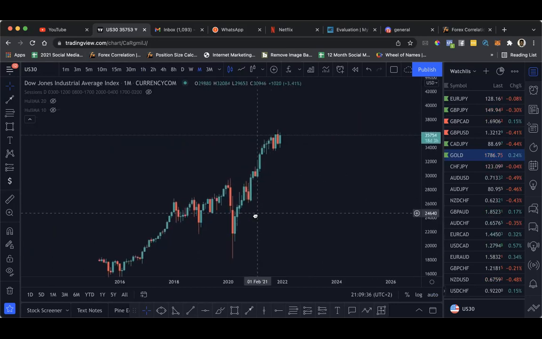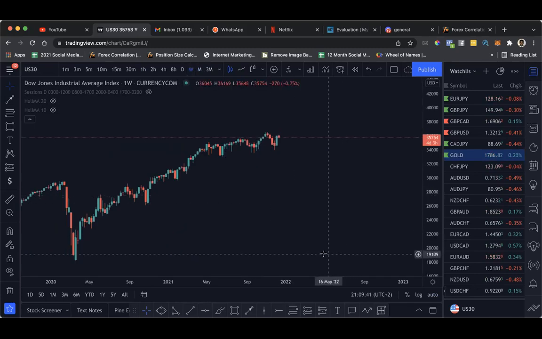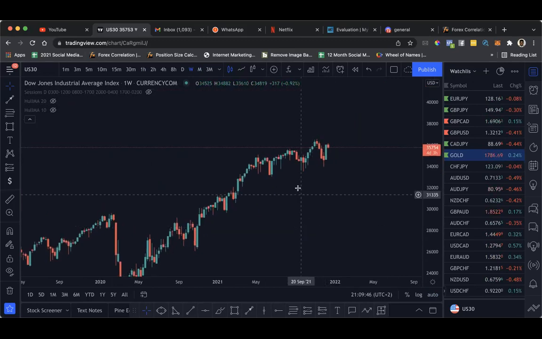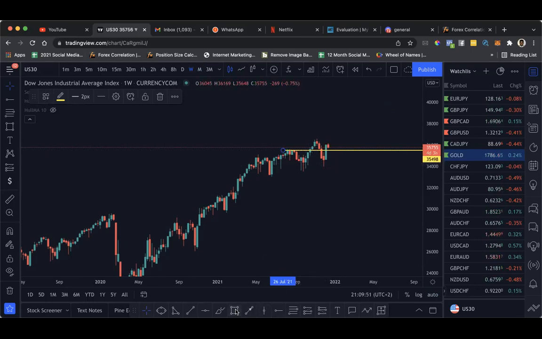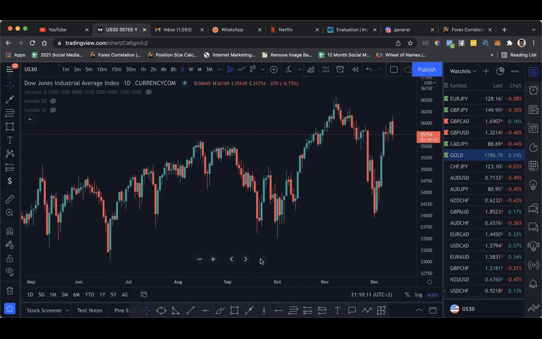Okay, US 30 is actually in an uptrend. Let's go to the weekly chart. We see that price has broken the structure here. Price had come to a supply zone here. Price picked off from a supply zone, so it's going up right now. So price has moved already. That's on a weekly. Let's go to the daily chart. Let's check out what's going on the daily chart.